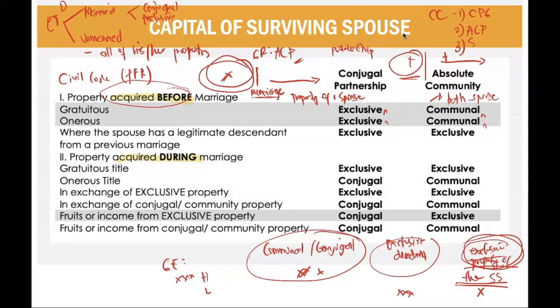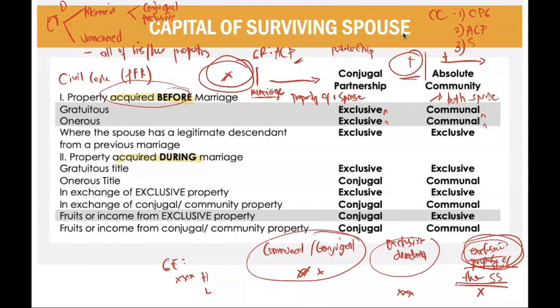So first, property acquired before marriage. Whether gratuitous or onerous, for conjugal partnership, it is exclusive because we said properties before marriage will not be included to the properties of the spouses. While in your absolute community, the properties acquired before marriage, whether gratuitous or onerous, should be considered as conjugal.